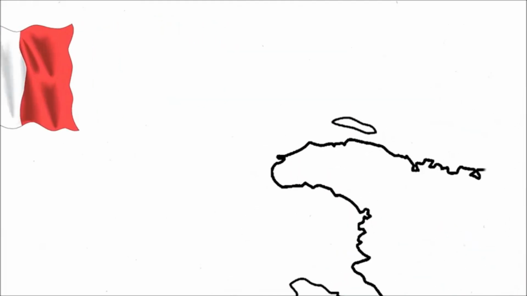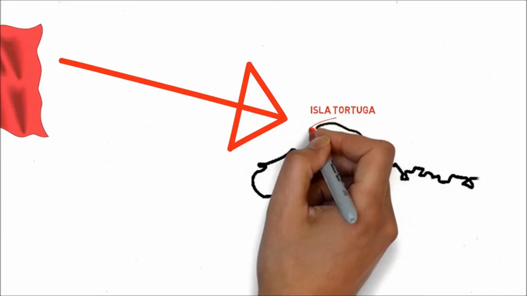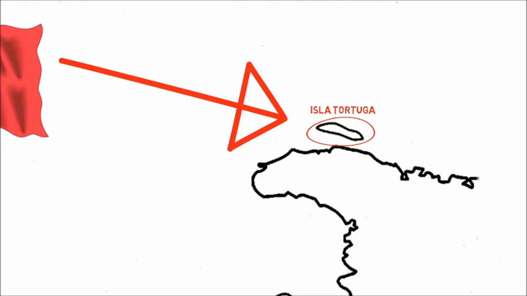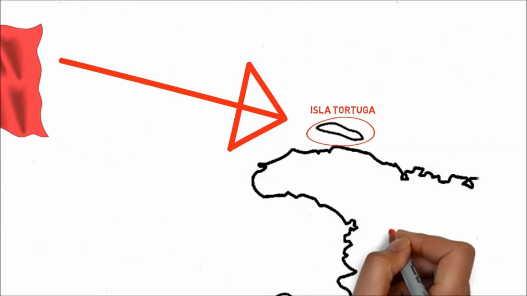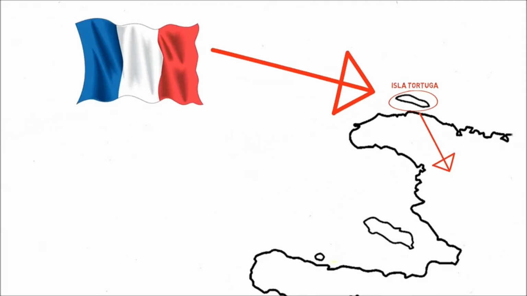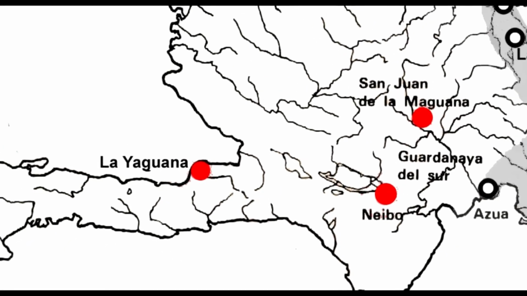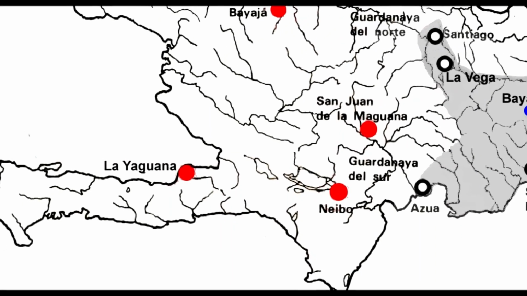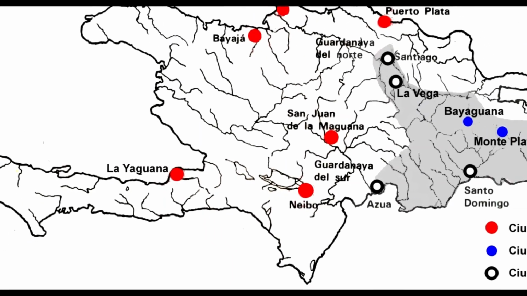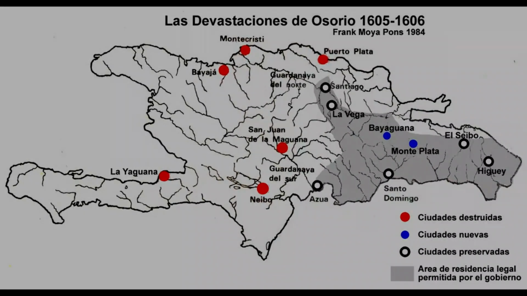As expected, there was great resistance from the inhabitants who were forced to leave their homes all within a short notice. The governor then burned the houses, ranches, churches, and crops to prevent the residents from remaining in those sites. Osorio was assisted by 150 soldiers from the garrison of Puerto Rico who had been dispatched for this purpose, and as a result, Puerto Plata, Montecristi, Yaguana, and Bayajá were all depopulated.